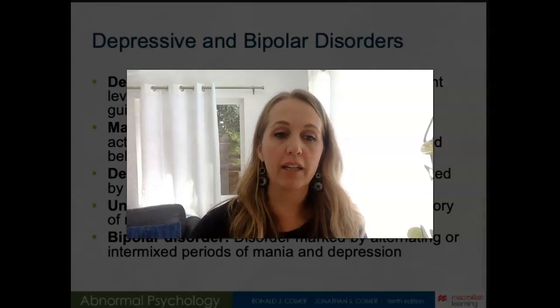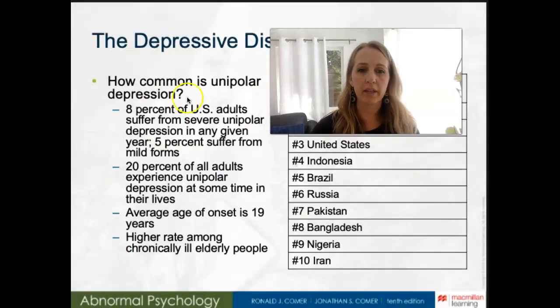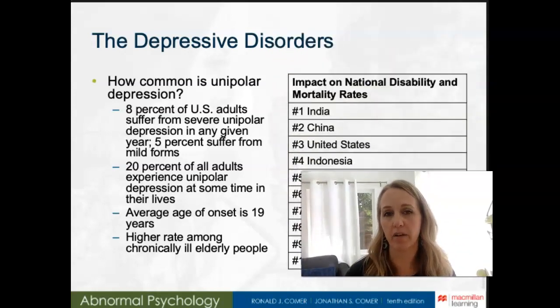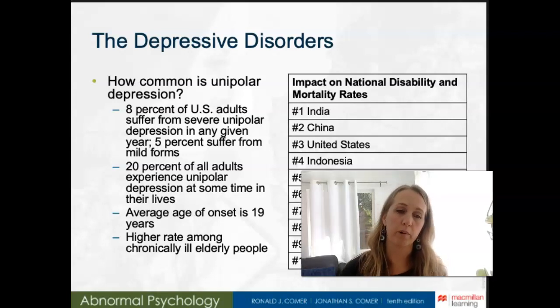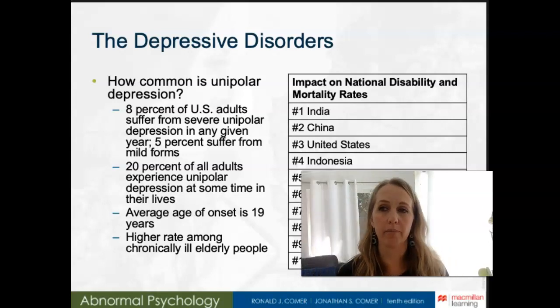So let's look a little bit at depression and the prevalence of depression in the United States. So let's just talk specifically about the United States. About 8% of U.S. adults suffer from depression, and they say severe unipolar depression in any given year. So when we're talking about depression, it's not uncommon. It's one of the more commonly diagnosed and commonly treated disorders in the U.S.